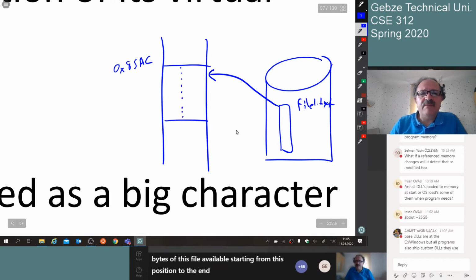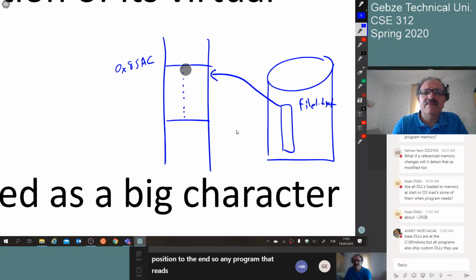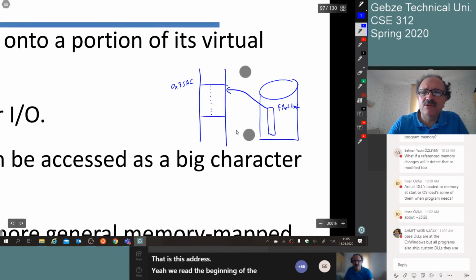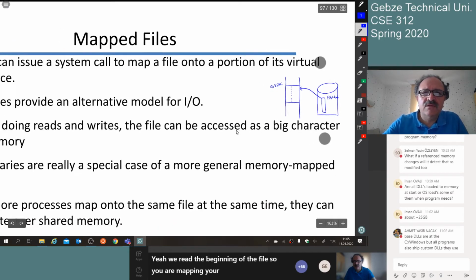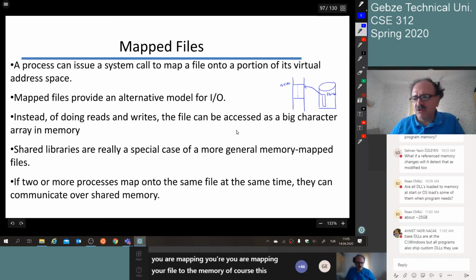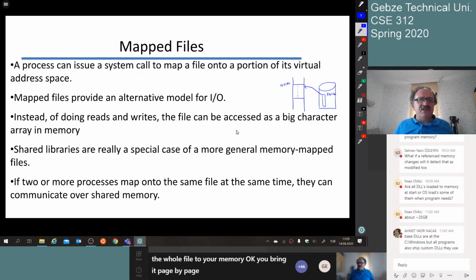So any program that reads this address will read the beginning of the file. So you are mapping your file to the memory. Of course, this is done using paging. You don't have to bring the whole file to your memory. You bring it page by page. If some of the pages are not used, you don't keep them in your memory.